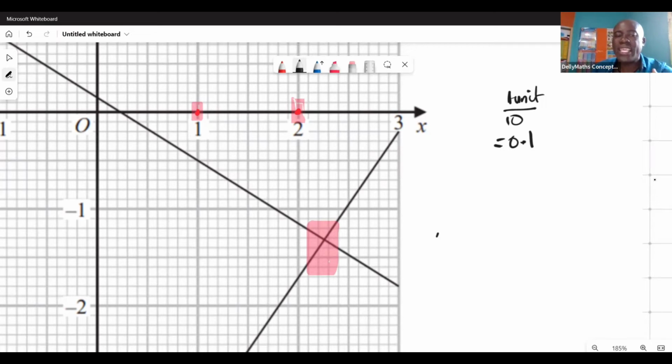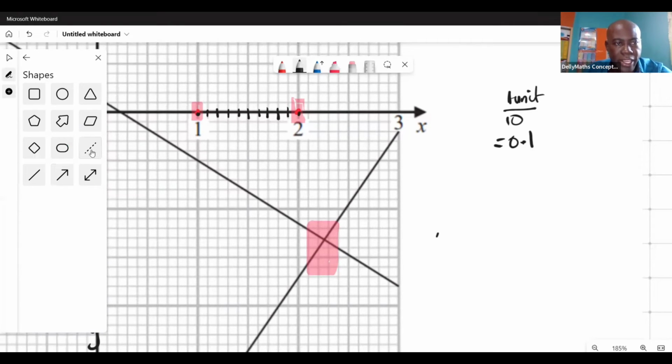What that means is that whenever we're reading, we need to add 0.1 for each of these lines, right? For example, this is 1. This line here will be 1.1, 1.2, 1.3, 1.4, 1.5, 1.6, 1.7, 1.8, 1.9, and then we arrive at 2. So we are able to pick up those little spaces. The scale for the x-axis is the same as the scale for the y-axis, all right? So let us now find where they intersect.